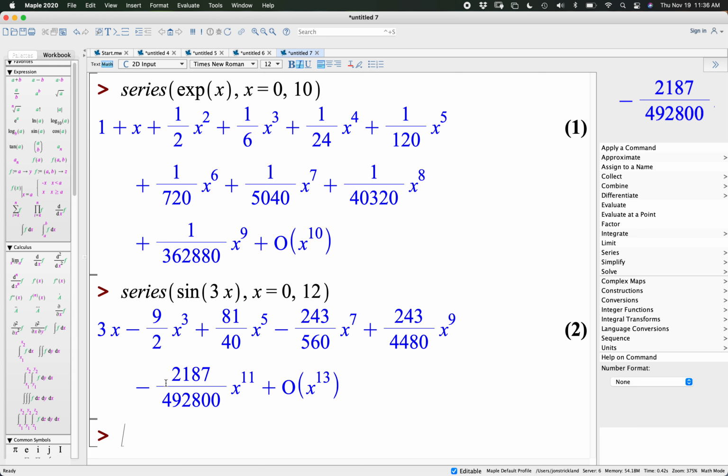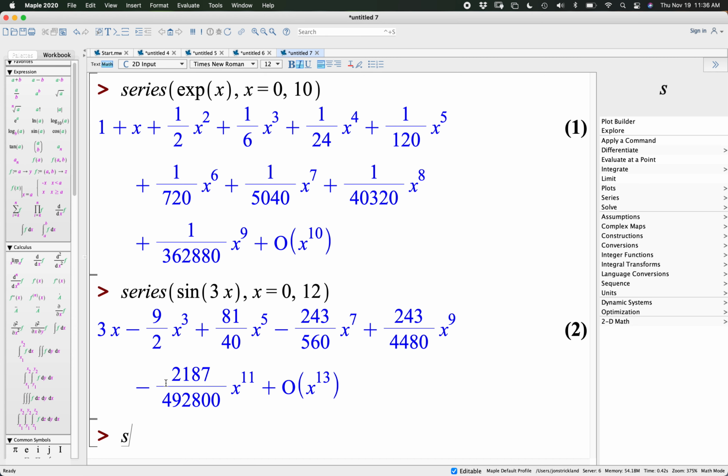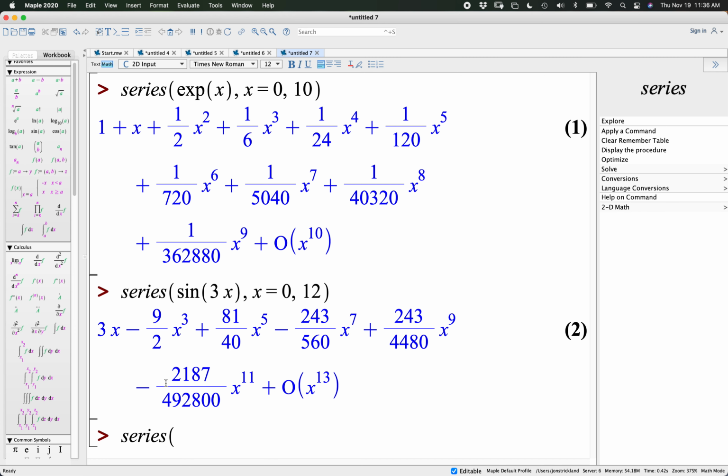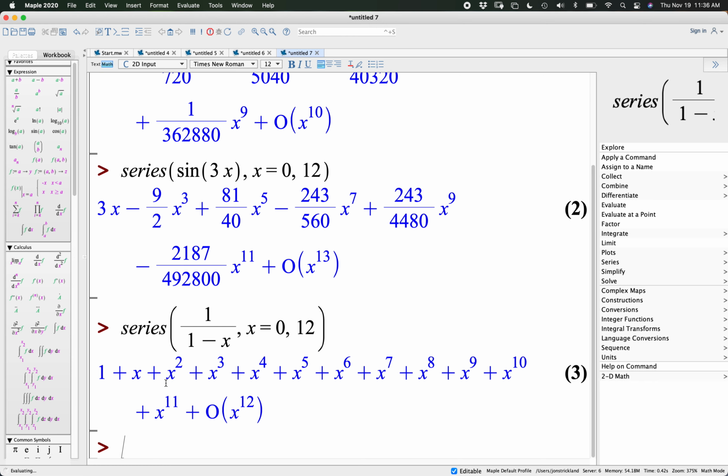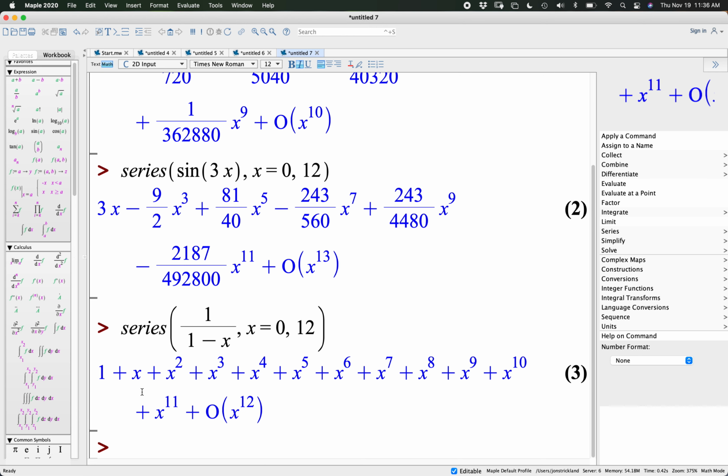Just straight input. At least for Maple 2020, and I think going back within the last few years, to Maple 2017, series would work. So series would be your opening statement. Say we have 1 over 1 minus x, with x going from 0 to 12. Once again, you have that progression: 1 plus x plus x squared plus x cubed, x to the 4th, x to the 5th, and so on.